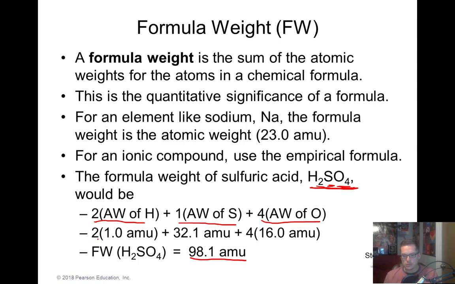So 2 times 1.01. Remember, in my class we're always going to take the atomic weights of our elements to the hundredths place, so we're going to round to the hundredths place. So this would be 1.01, this would be 32.07 or 32.08, kind of depends on what periodic table you're looking at, and then 16.00. Anyway, you multiply them by how many there are and add them up.